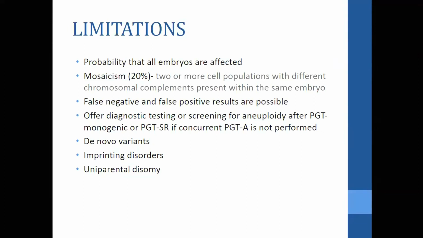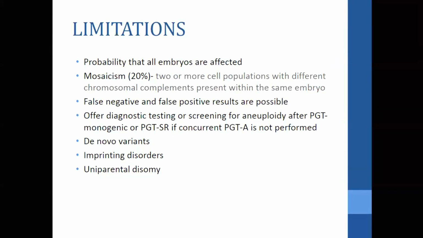In case of mosaicism, there are 2 or more cell populations with different chromosomal complement. The chances of mosaicism is around 20%. If we are doing PGT only for monogenic disorders or structural rearrangement, then for aneuploidy, we have to do another test after the implantation is done.